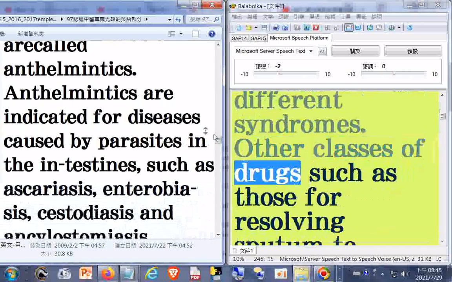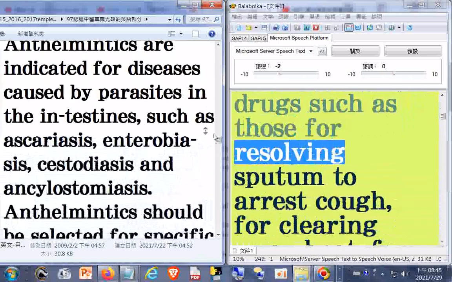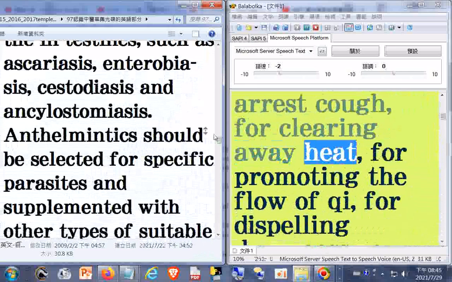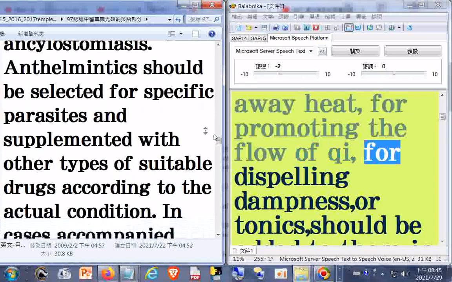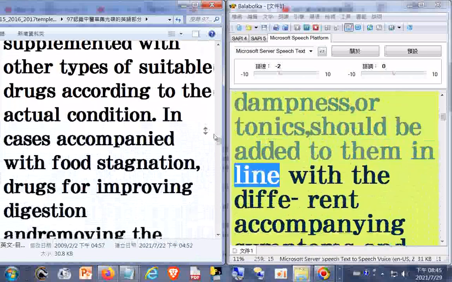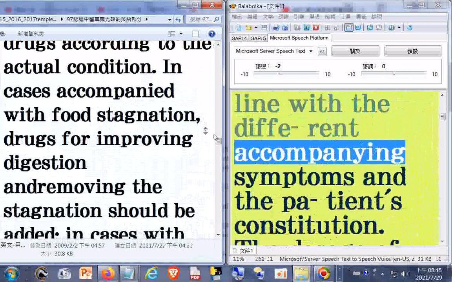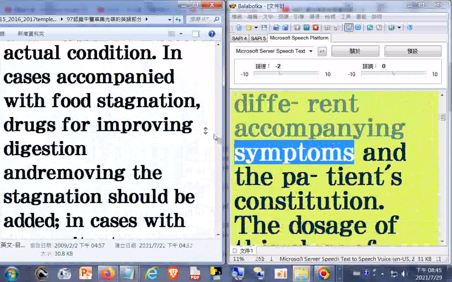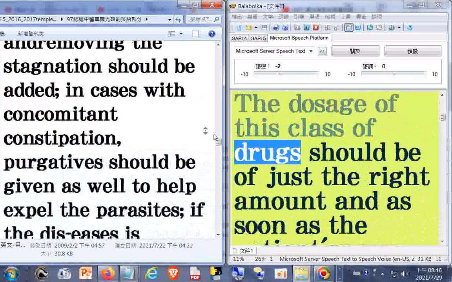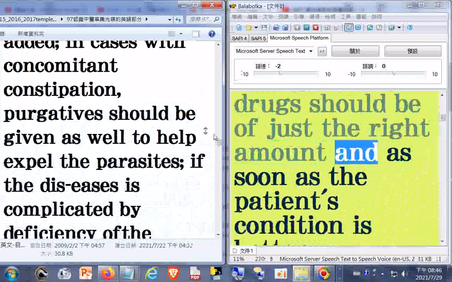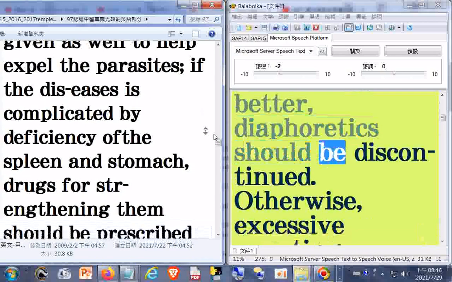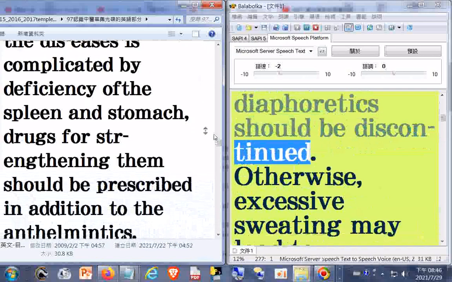Other classes of drugs, such as those for resolving sputum to arrest cough, for clearing away heat, for promoting the flow of qi, for dispelling dampness, or tonics, should be added to them in line with the different accompanying symptoms and the patient's constitution. The dosage of this class of drugs should be of just the right amount, and as soon as the patient's condition is better, diaphoretics should be discontinued.